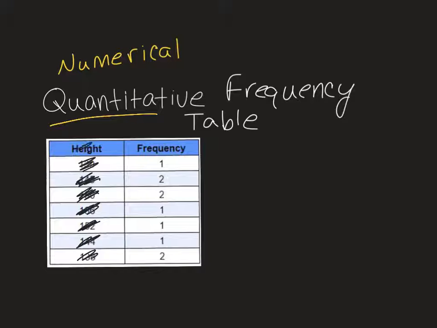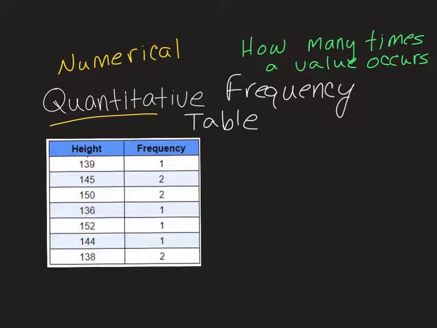Instead of height, let's say that the category was types of pets, right? So then you've got like cats, dogs, please excuse my crappy handwriting, I'm doing this quick, and so on and so forth. That wouldn't be a quantitative frequency table because it involves categories instead of numbers. So the fact that this table is made out of numbers is what makes it a quantitative table.